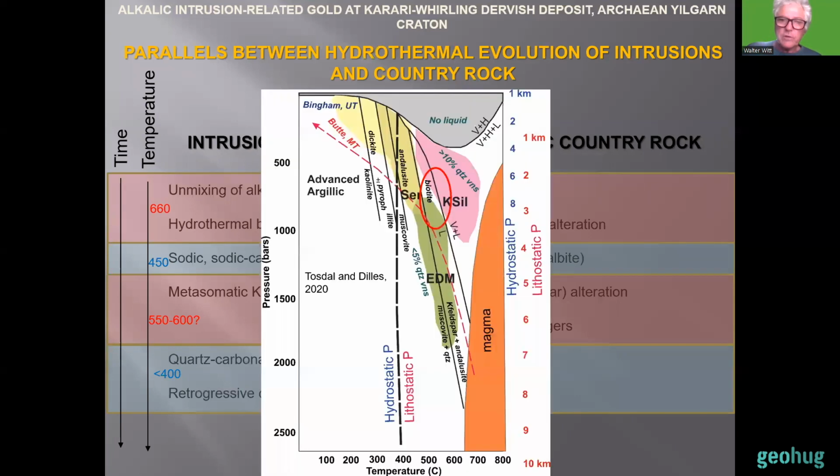In terms of porphyry systems or intrusion-related systems in general, this diagram from Dick Tosdal and Don Dillies shows, in terms of the red envelope, that hydrothermal proximal alteration associated with gold at Karari-Whirling Dervish, dominated by biotite and K feldspar, formed at low pressures and high temperatures, 500 to 650 degrees centigrade, that sort of range.